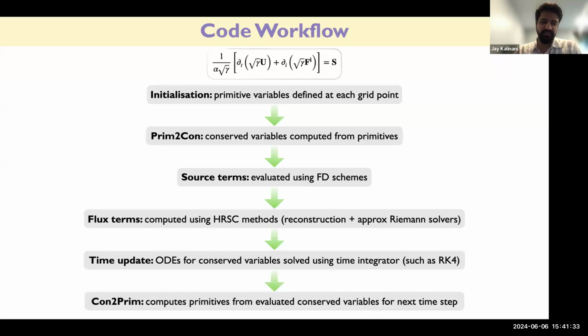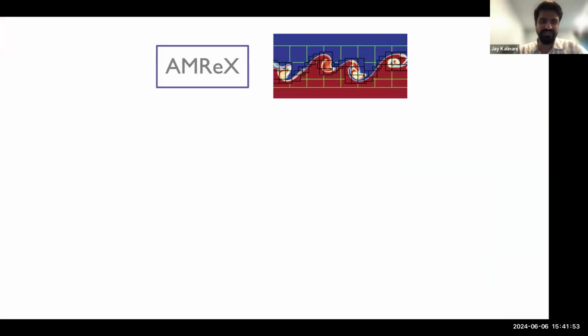The last step is to do con to prim to compute your primitives from the evaluated conservatives at the next time step. You can then keep this in a loop until you arrive at the solution that you desire for your system. So that was a very quick introduction. Jumping on now.